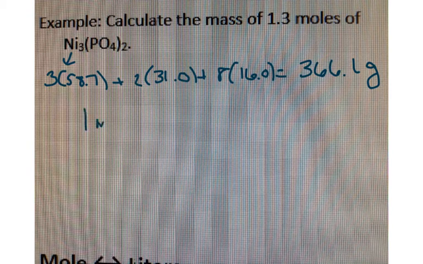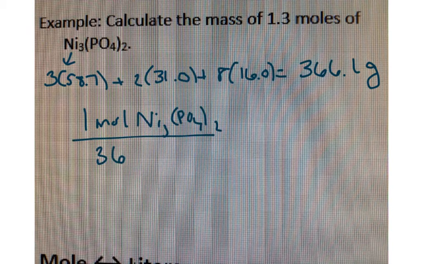All right, so now I'm going to set up my proportion. I know this is fact. I know that for every 1 mole of nickel 2-phosphate, or Ni3(PO4)2, I have a mass of 366.1 grams of the nickel 2-phosphate.